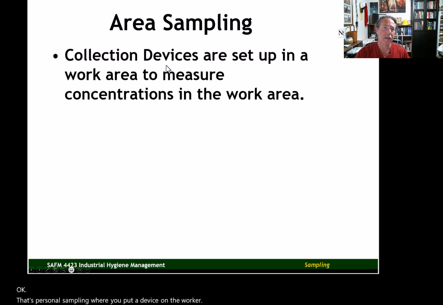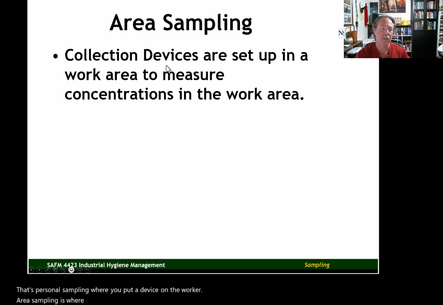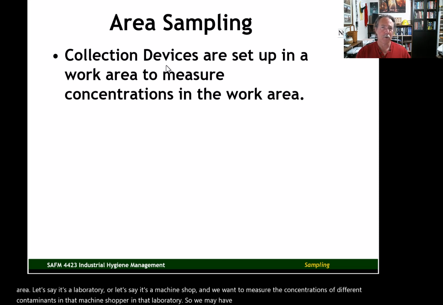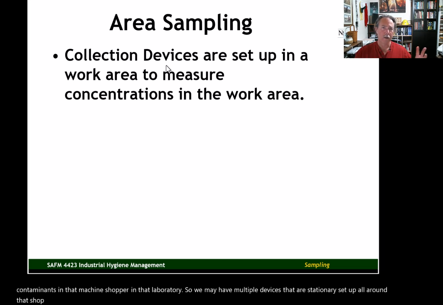Area sampling is where we have collection devices set up around an entire work area. We want to measure the entire work area. Let's say it's a laboratory, or let's say it's a machine shop, and we want to measure the concentrations of different contaminants in that machine shop or in that laboratory. So we may have multiple stationary devices set up all around that shop. We may have one collection device in each corner.